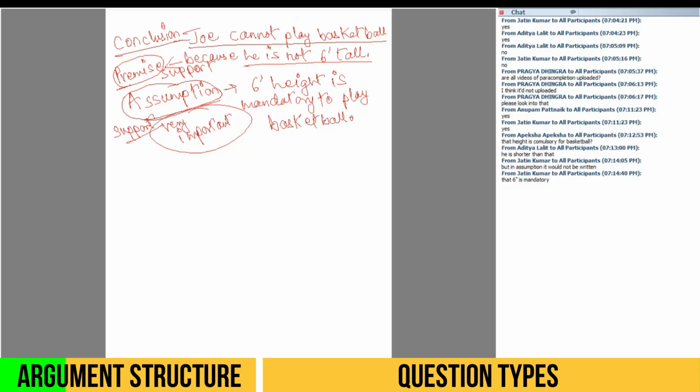So remember, whenever in a passage they ask you what the assumption of the argument is, from the options, what are you going to find out? You are going to look for that option which is supporting the conclusion. Now I have some questions. Jatin, you are saying that in the assumption it would not be written that 6 feet is mandatory. Yes, it will not be written. Assumptions are never written there. Assumptions will be in your options.